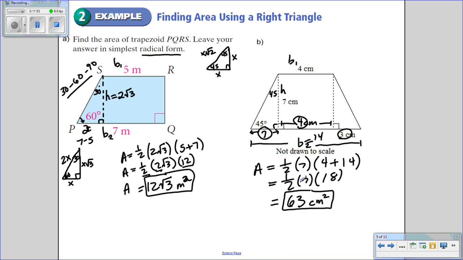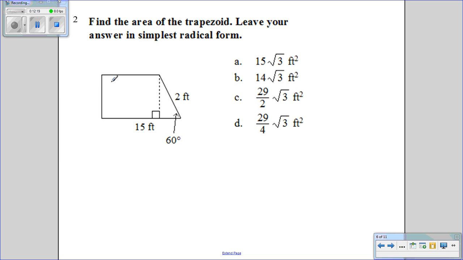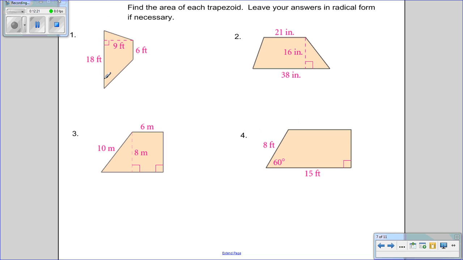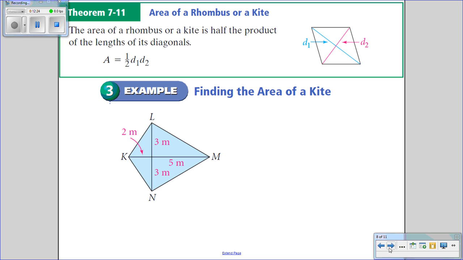All right. So again, in recap, this triangle here was a 30, 60, 90, so we had to use the properties of that triangle to figure out the height. And this one uses a 45, 45, 90 right triangle to figure out that missing length to figure out base 2. So be aware of the Pythagorean theorem and special right triangles to help you figure out some of these problems. All right. So that is area of a trapezoid.